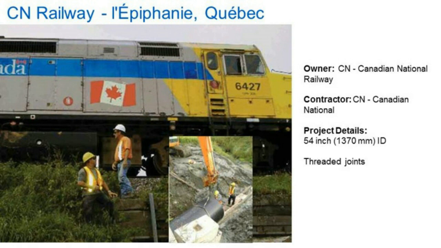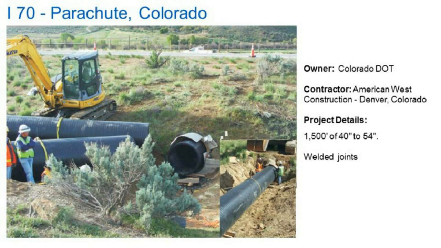And the last project coming up here for us is a project on I-70 in Parachute, Colorado. This was 1,500 feet of 40-inch Weholite pipe into 54-inch. This had welded joints as well. The DOT wanted to avoid the major cost of dig and replace. So for this long of a length, the cost savings is probably getting closer to that 50% range. So this reline resulted in a long-term economical solution for them.